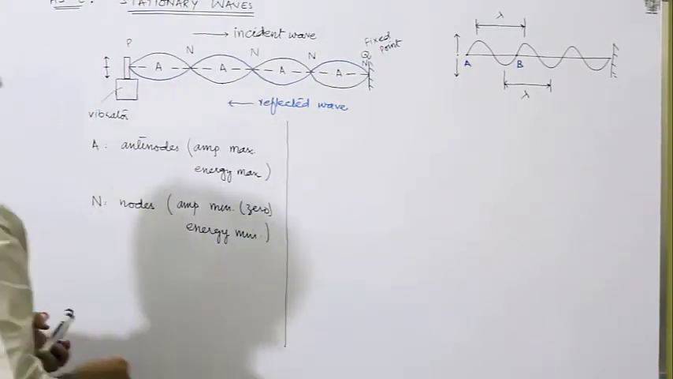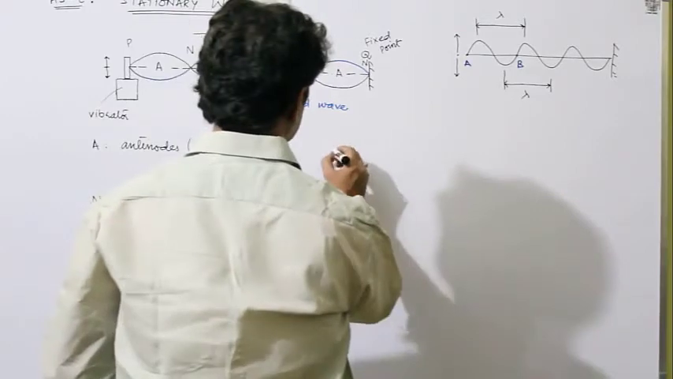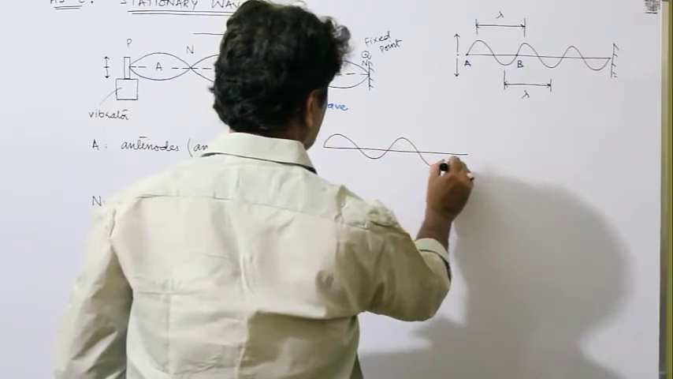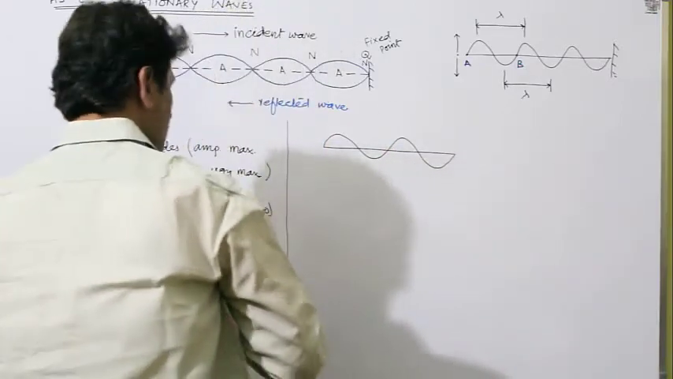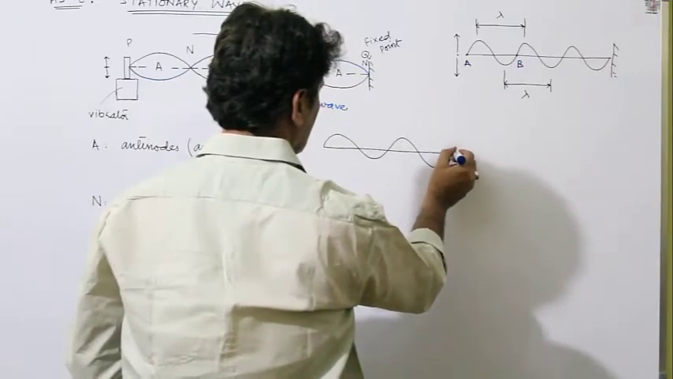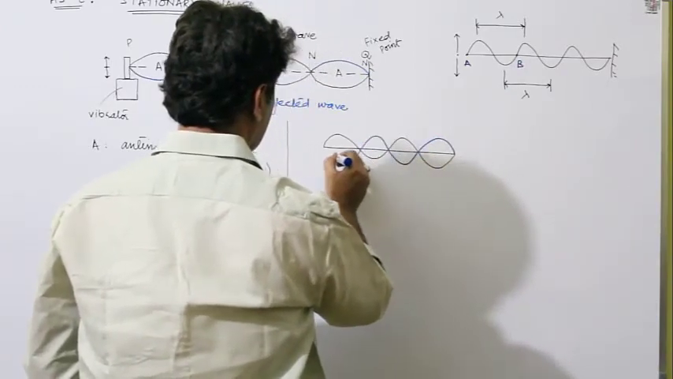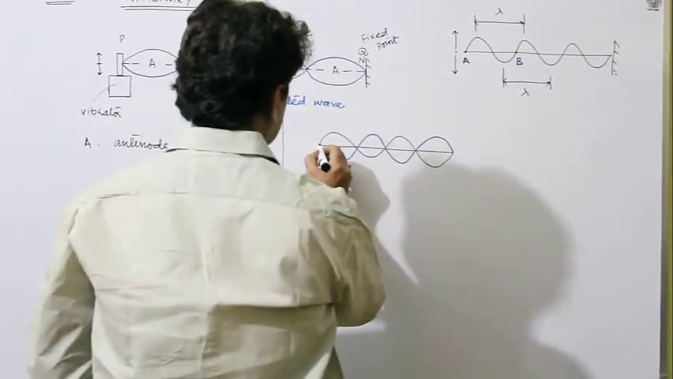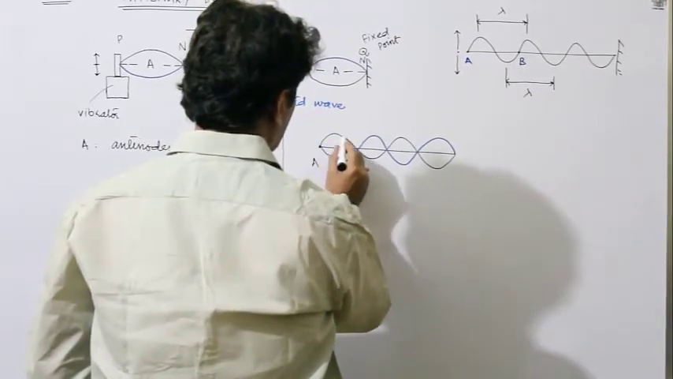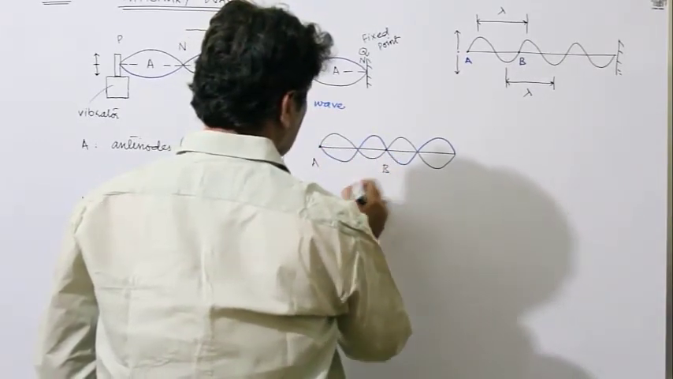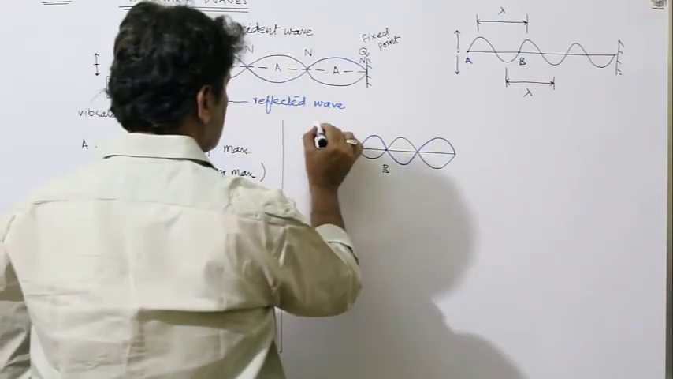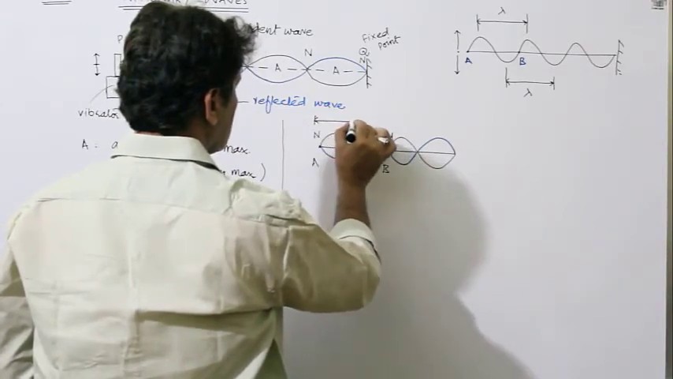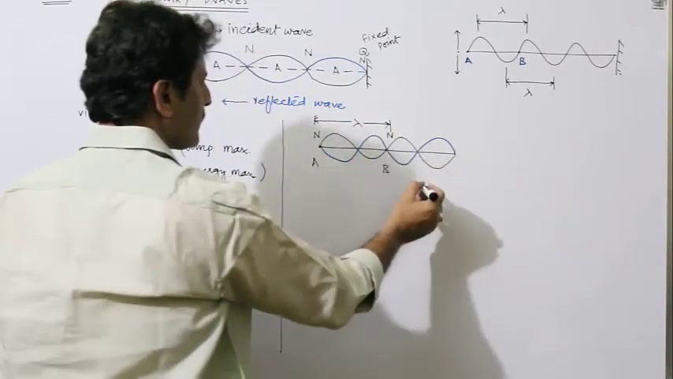Now we'll discuss the wavelength in stationary waves. For example, this is the incident wave and this is the reflected wave, and the stationary wave is formed. If we start from point A, one wave is completed up to point B. So the distance between these 2 nodal points is called the wavelength.